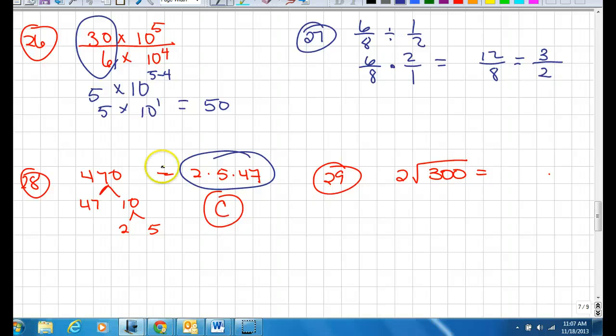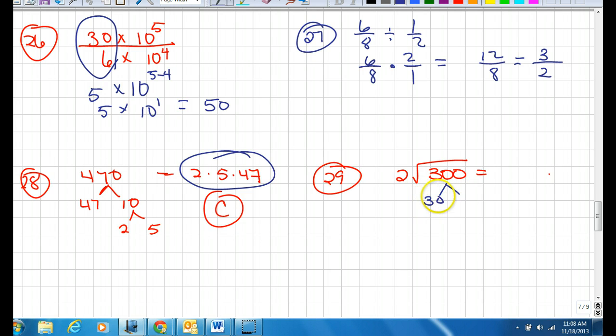28 was a prime factorization number for 470. If you do your factor tree, you should have gotten 2 times 5 times 7. 29, you need to do a factor tree for.